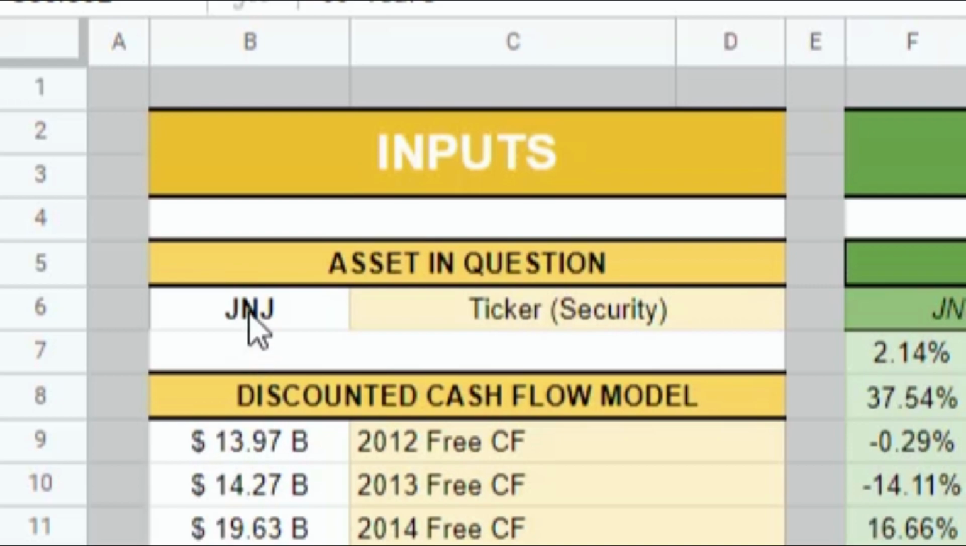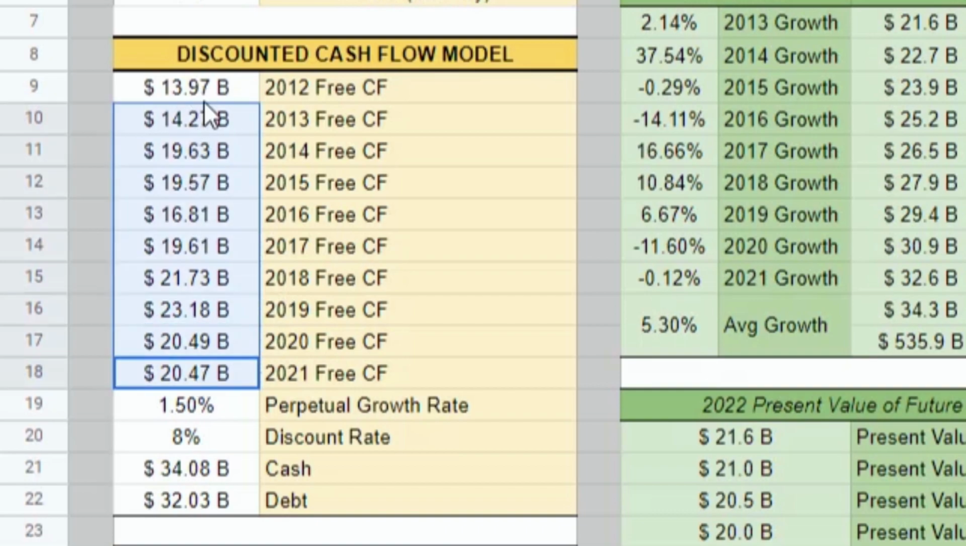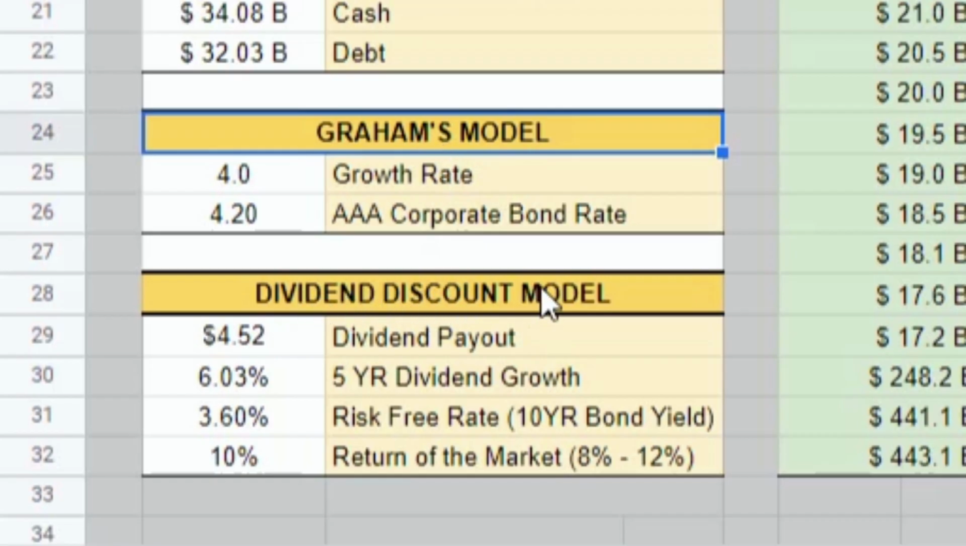Today we are doing Johnson & Johnson, ticker symbol JNJ. We're going to see, with the current free cash flow numbers from 2021 back to 2012, what type of valuation we would get using the discounted cash flow model, Graham's model, and the dividend discount model.